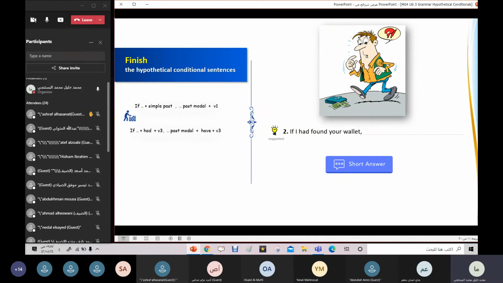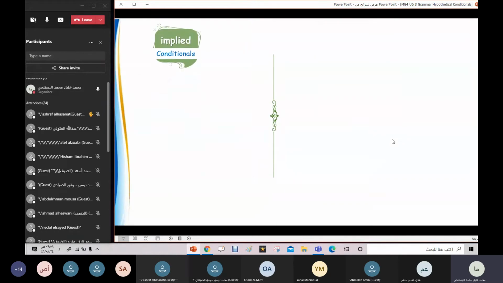Here we have another example. Who can read? Ahmed Taysir. If I had found your wallet, I would have returned it to you. Good. Here we have past perfect, so the second part must be would have plus what? Verb 3. If I had found your wallet, I would have returned it to you. Good. This is the type 3 of the conditional sentences.